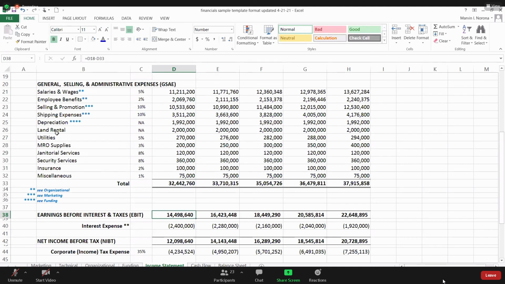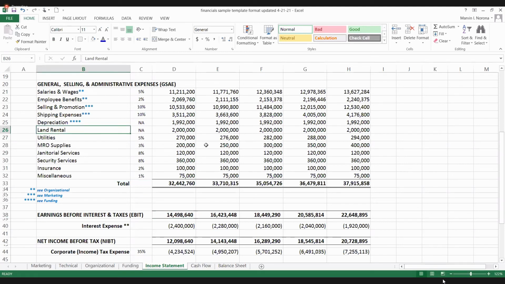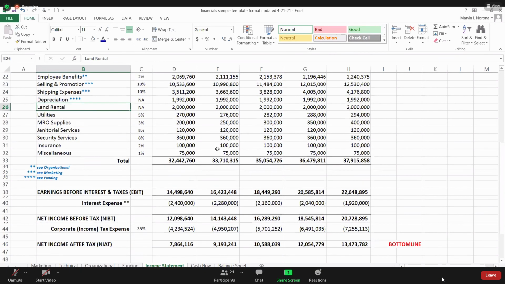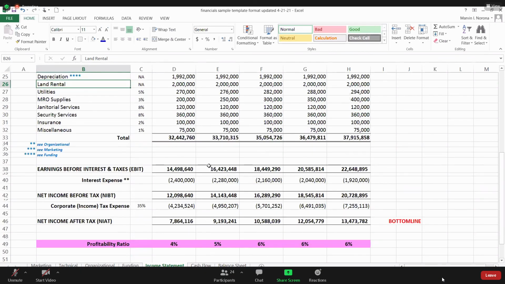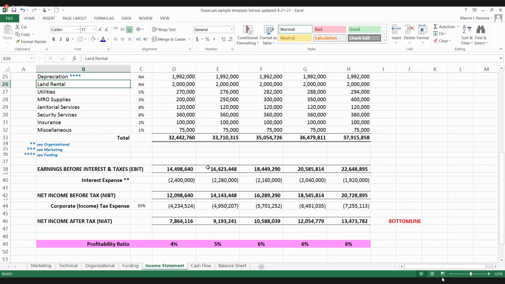Bakit kasamang land rental? Kasi ginagamit mo yun para sa business mo. Sa production and selling mo. Okay, kasama yan. So, hindi kasama yung principal payment, kasi pumasok na pera yun eh. Pero ginamit mo. Kaya wala yan dyan.